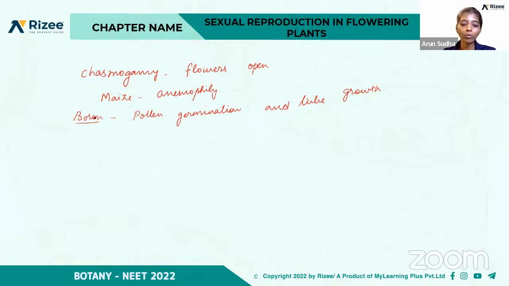The main embryo is developed as a result of pollination, triple fusion, syngamy, or fusion of two polar nuclei of an embryo sac. So which is the right option? It is C, syngamy. The main embryo is developed as a result of syngamy, right?